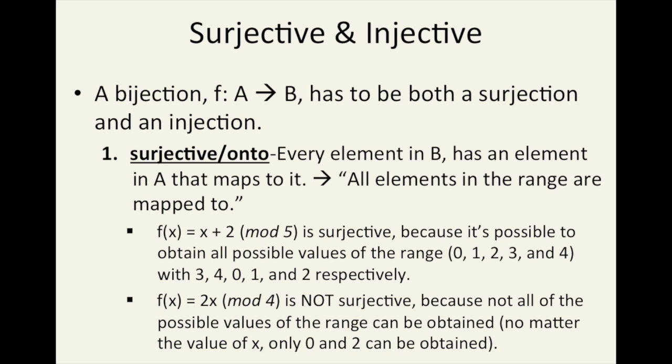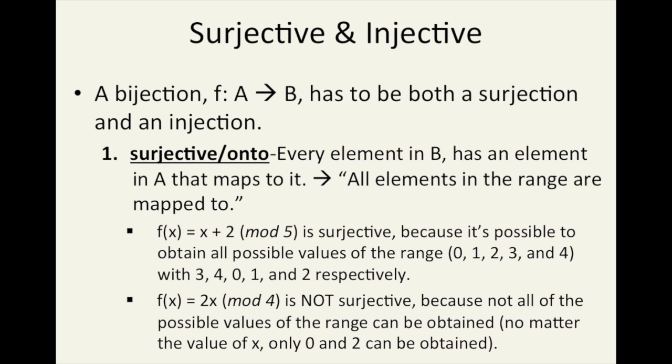If we had some function that mapped inputs A to another set B, in other words, the domain is the set of elements in A and the range is the set of elements in B, then for it to be surjective, or onto, it just means that every element in the range, every element in B, has an element in the domain, or in the input, that maps to it. Basically, all this means is that every single element in the range is mapped to.